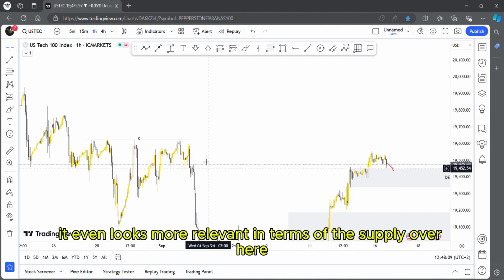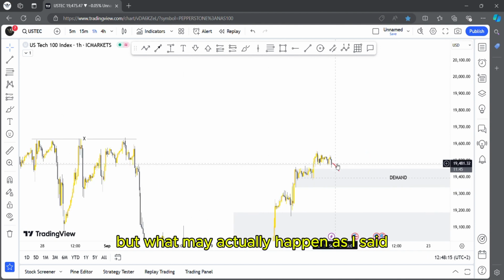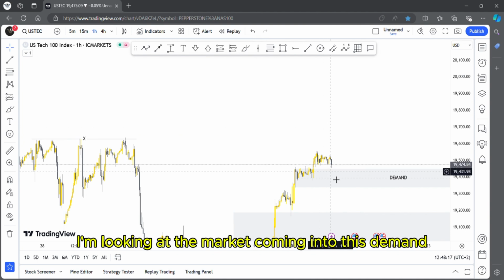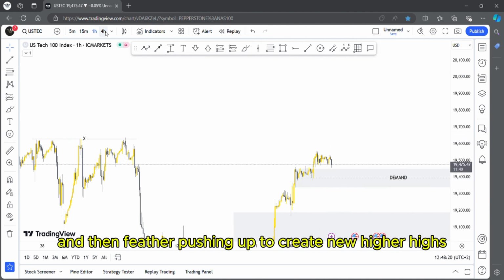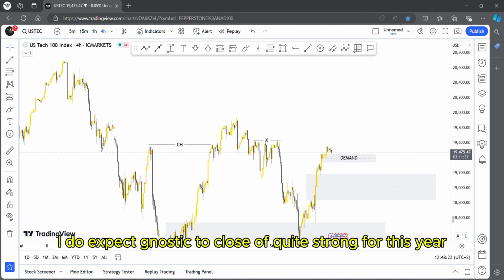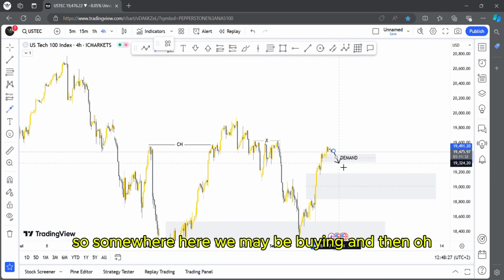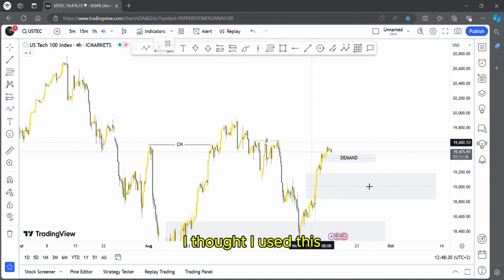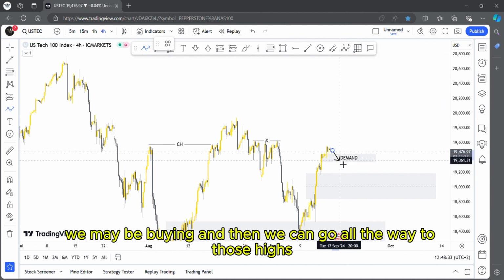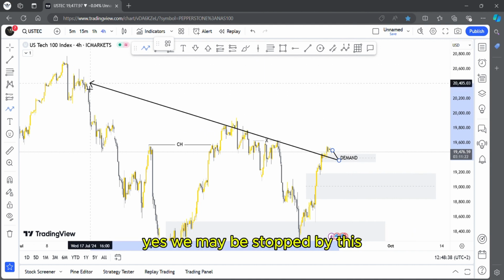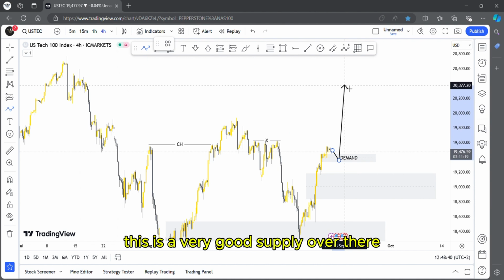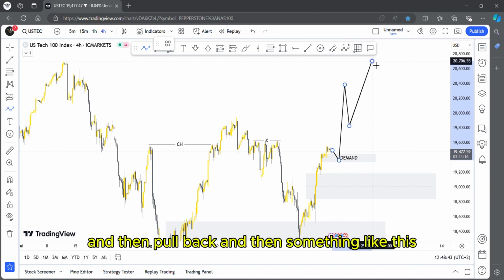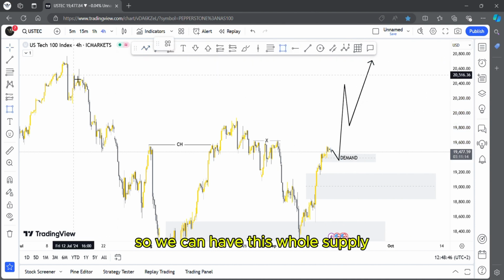So on the H1, it even looks more valid in terms of the supply over here. But what may actually happen, as I said, is the market coming into this demand and then further pushing up to create new higher highs. I do expect Nasdaq to close off quite strong for this year. So somewhere here we may be buying, and then we can go all the way to those highs. Yes, we may be stopped by this. This is a very good supply over here, and then pull back, and then something like this. So we can have this whole supply.